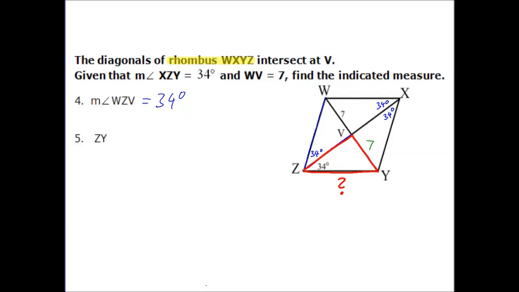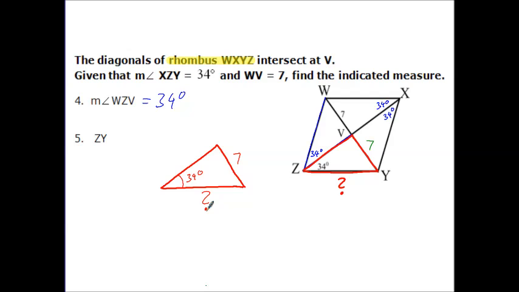And maybe it'll be easier if we just make a separate drawing of that triangle and see what are the things we have and what are the things we need. We have this side length of 7 and this angle of 34 degrees, and we're looking for this side down here. How do we find this?